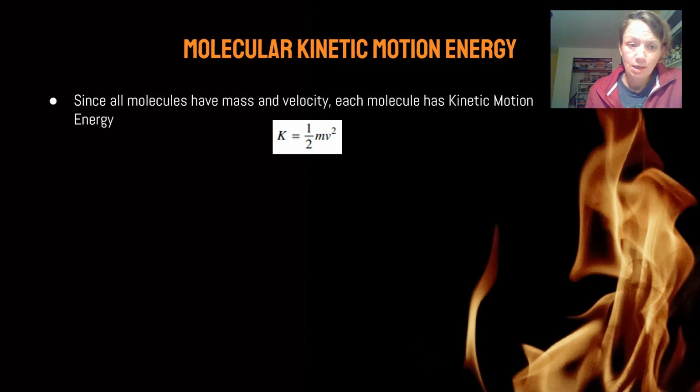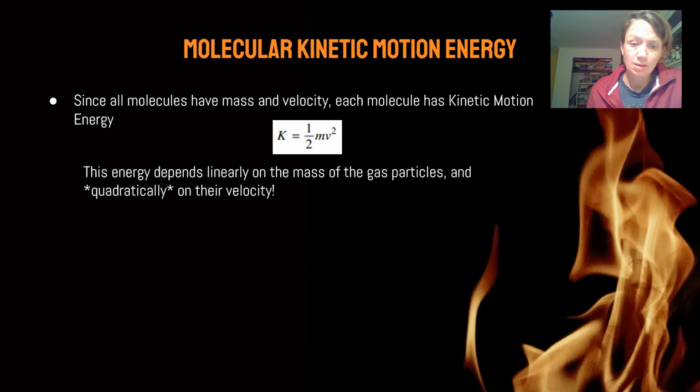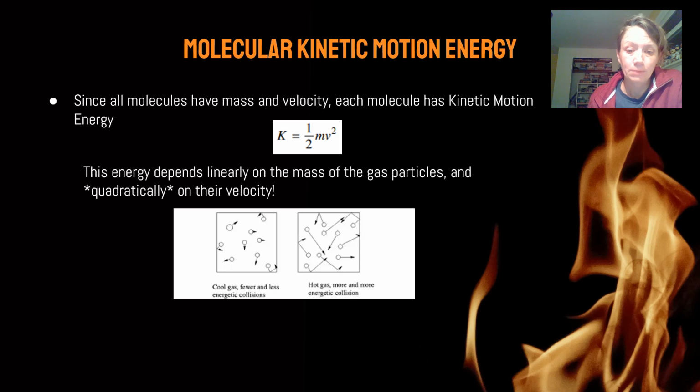So K, which is the kinetic motion energy of anything, is equal to 1/2 times its mass times its velocity squared. You'll notice that in this equation, there's a linear relationship with mass. So bigger objects have more kinetic motion energy, and that's true for gases too. Bigger gases will. And faster objects also have more kinetic motion energy. But because that v term is squared, the velocity actually matters more than the mass. Doubling the velocity of the gases, or whatever object it is, actually quadruples the kinetic motion energy of that object. So that relationship is worth knowing.